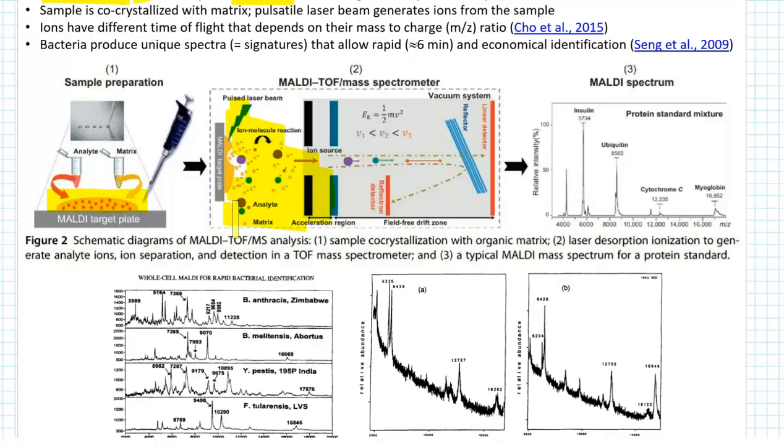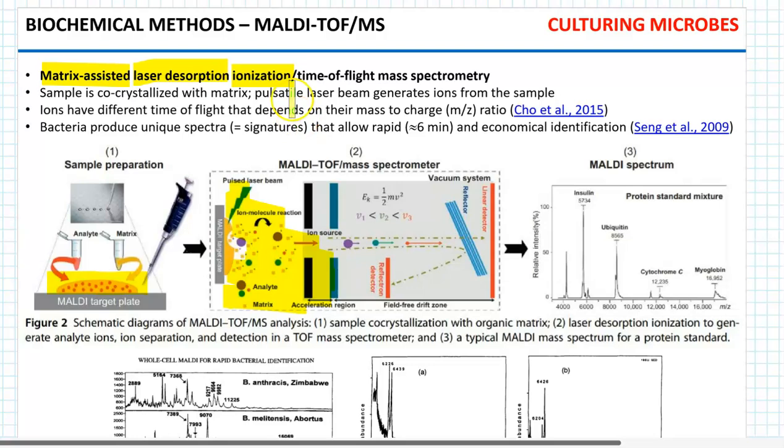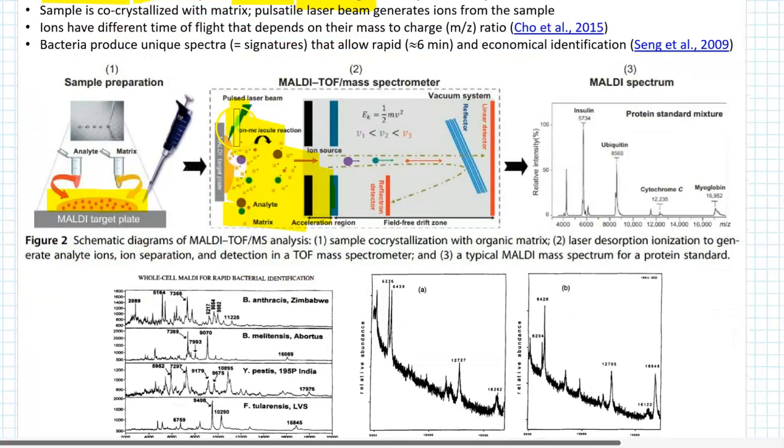Larger charge. Larger charge will make them fly faster. Clear? Which means the time of flight is going to be shorter. Time of flight. Clear? What about mass? Which particles will fly faster, small or large? Small. So small particles will have smaller time of flight.